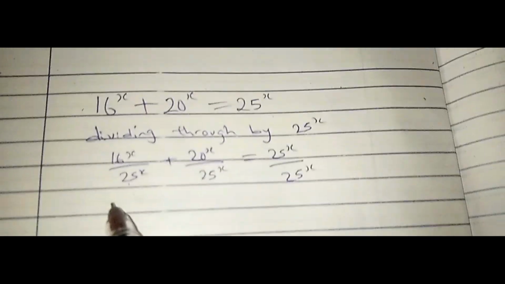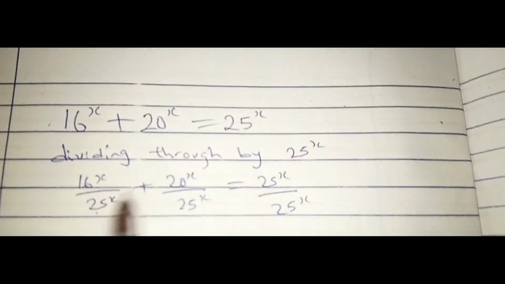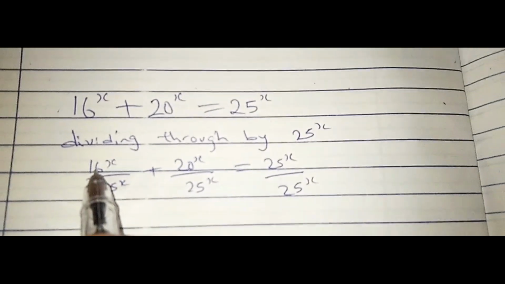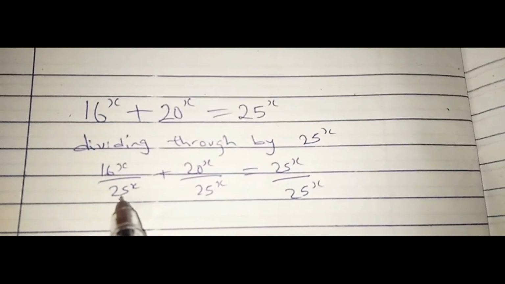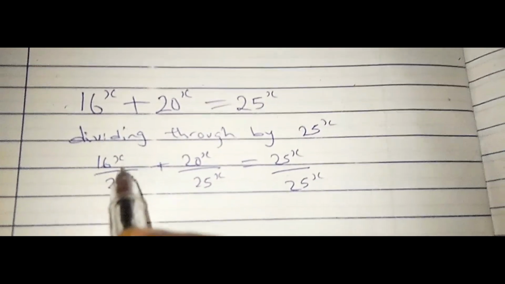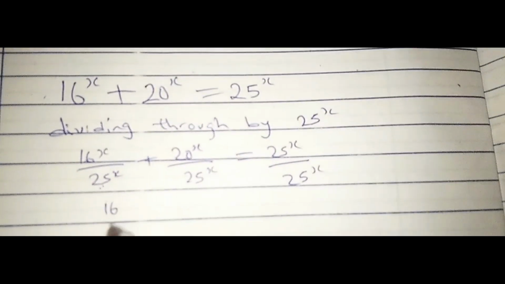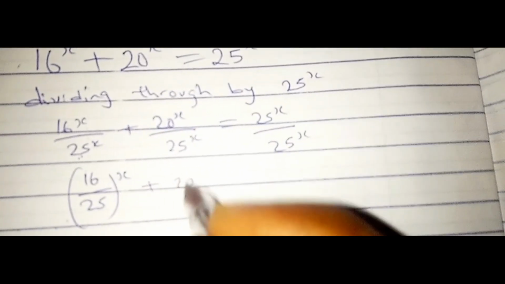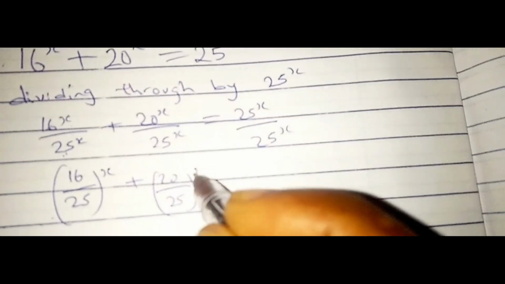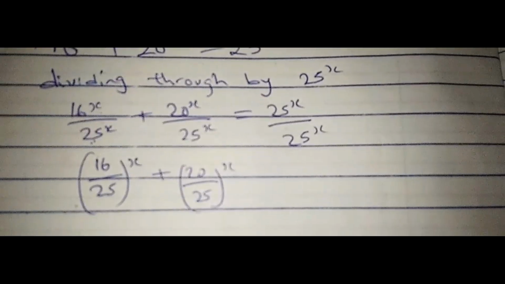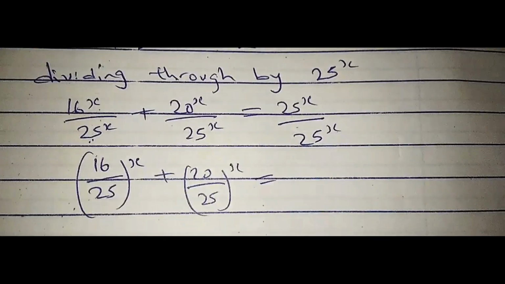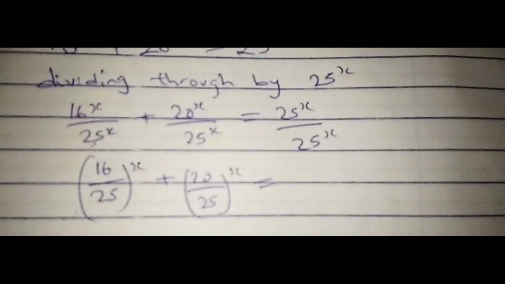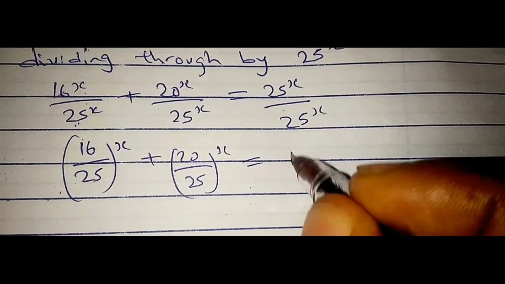Now with this, we see that 16 and 25 have the same power, so we can group them together. So 16 over 25 raised to power x, plus 20 over 25 raised to power x, is equal to 1. So this is going to be 1.